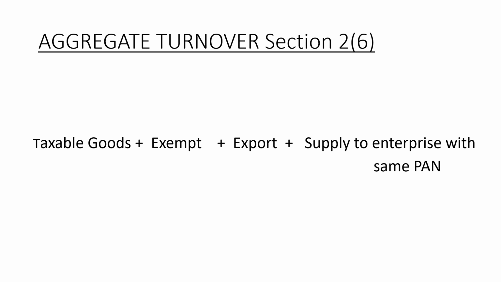Next part of aggregate turnover would be exports, that is sales which are made to foreign countries. And the last part of the aggregate turnover is going to be supplies made by an enterprise to another enterprise with the same PAN. That is when a person who has two establishments with the same PAN makes supplies from one establishment to another establishment.